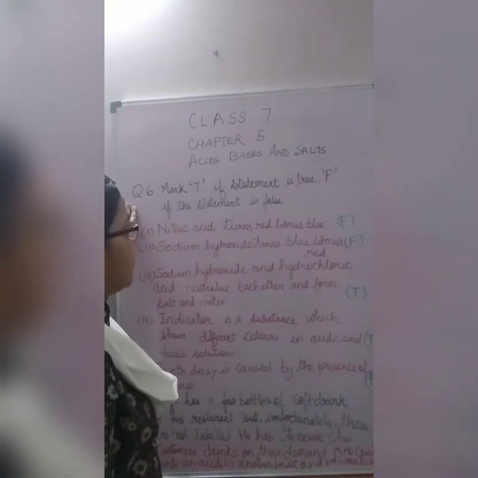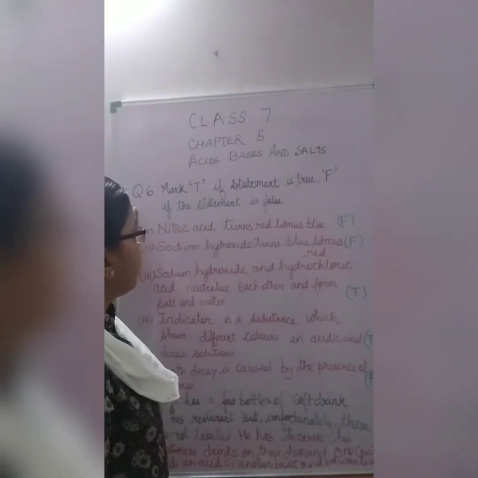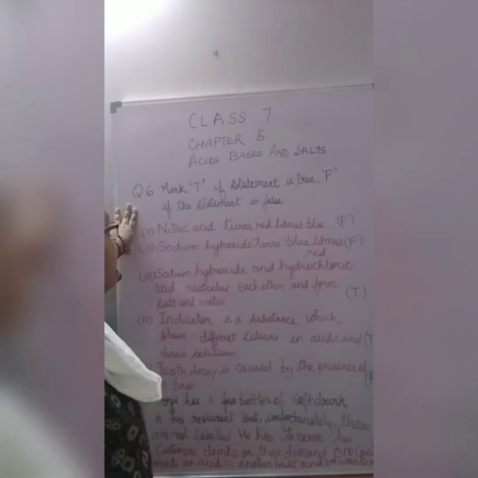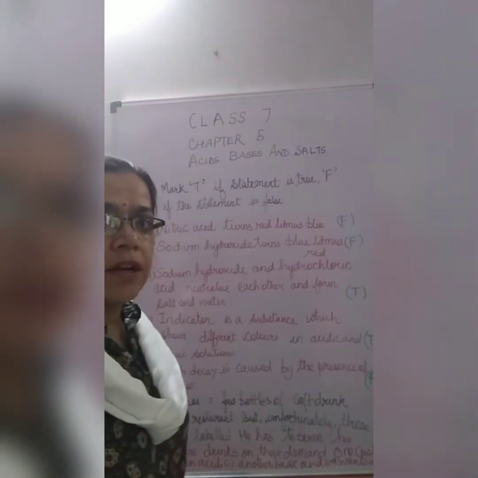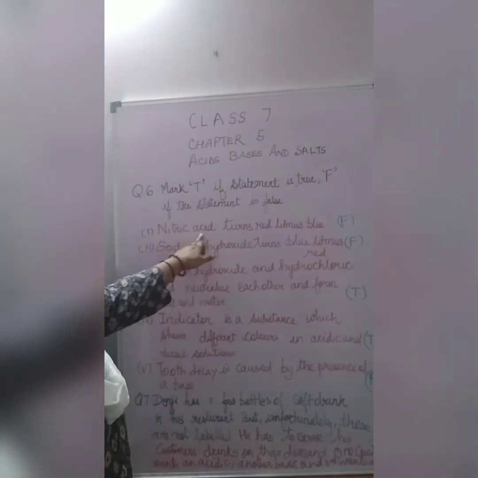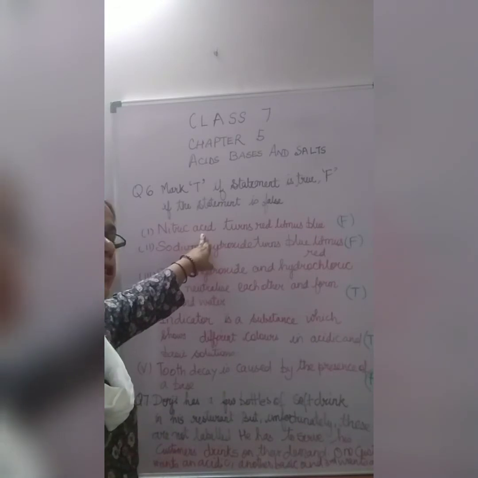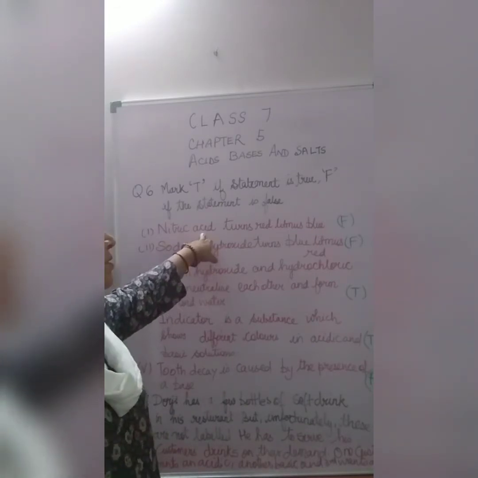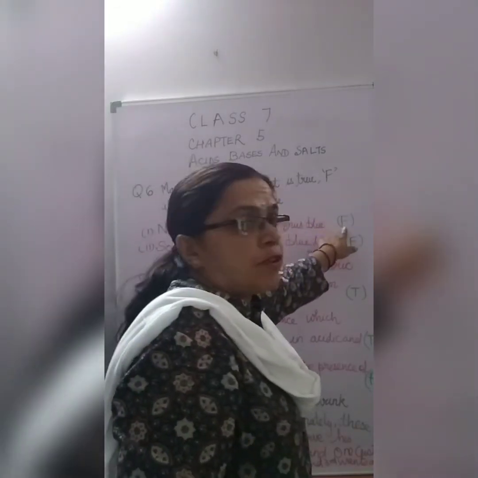Mark T if the statement is true and F if the statement is false. Nitric acid turns red litmus blue. Now you know that nitric acid is an acid and it changes blue litmus red. So this statement is false, and we will therefore write F.